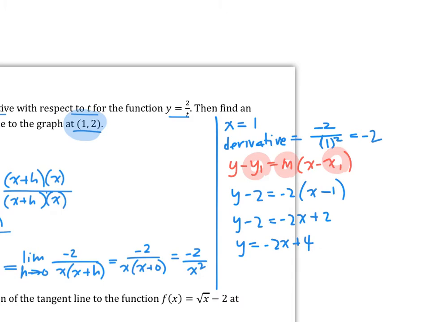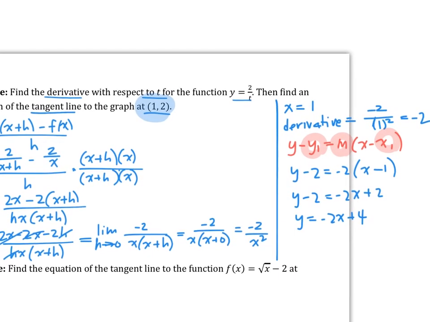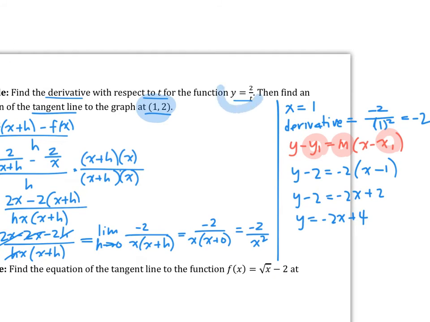So what you would do is now, if you want, you can graph this 2 over t. And then you can try to figure out where (1, 2) is, which is on that graph. And then if you were to also graph this tangent line, you will see that the line goes through (1, 2), and is tangent to the graph 2 over t.